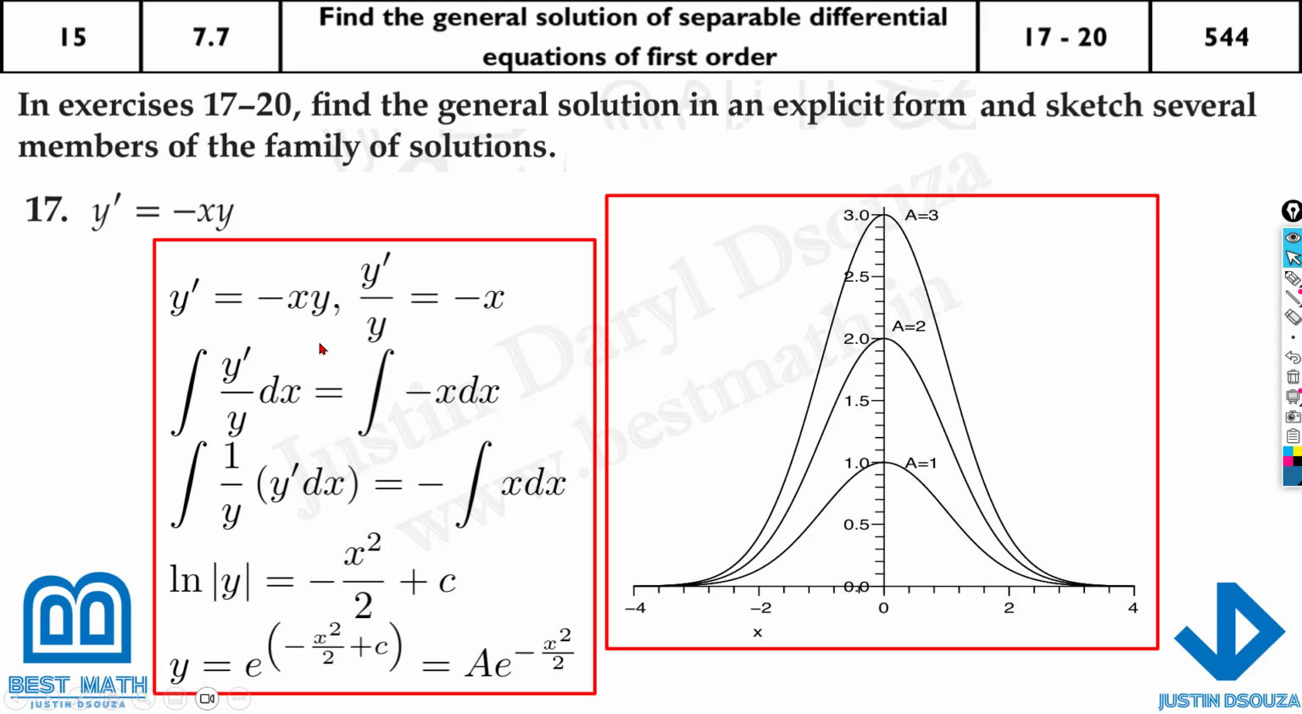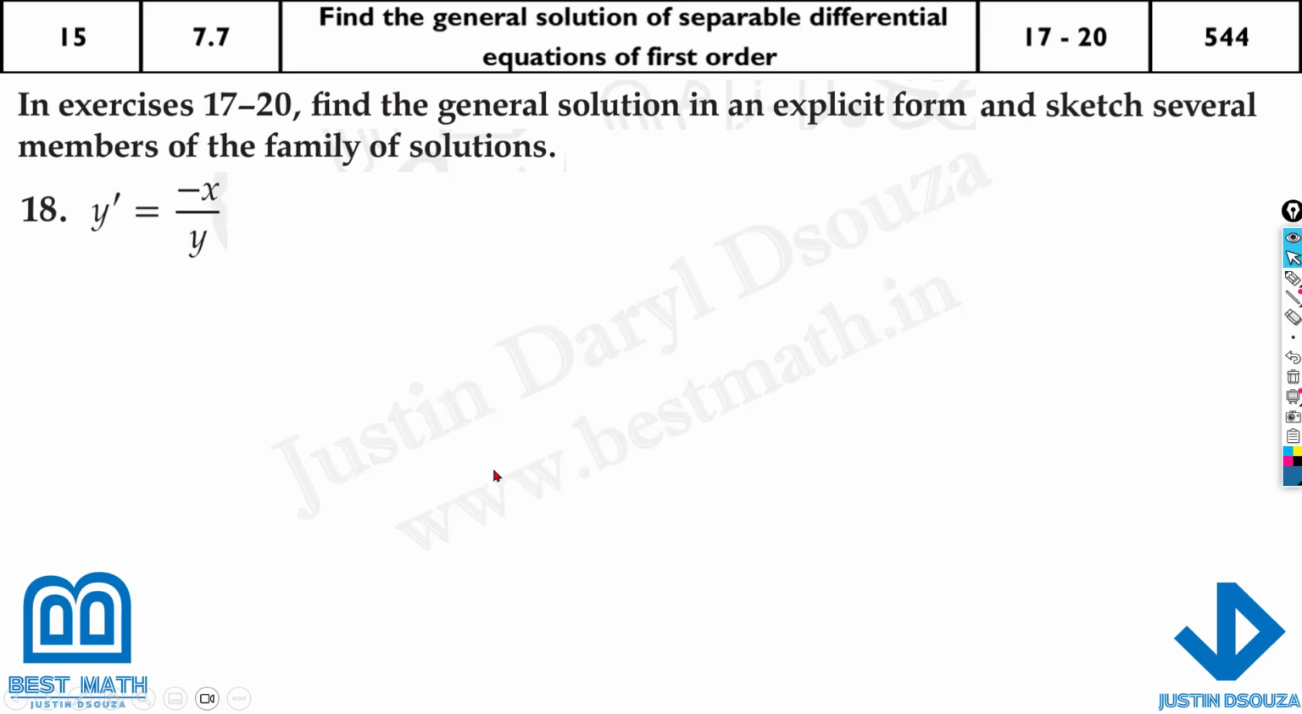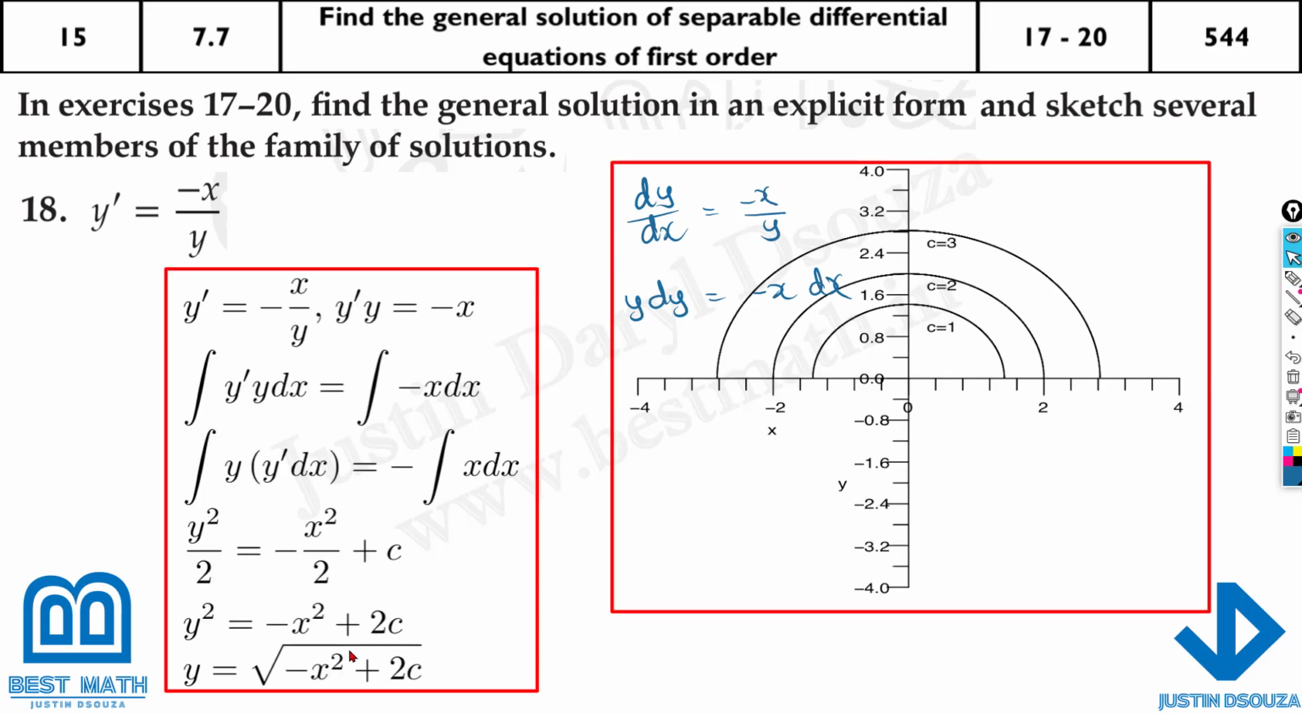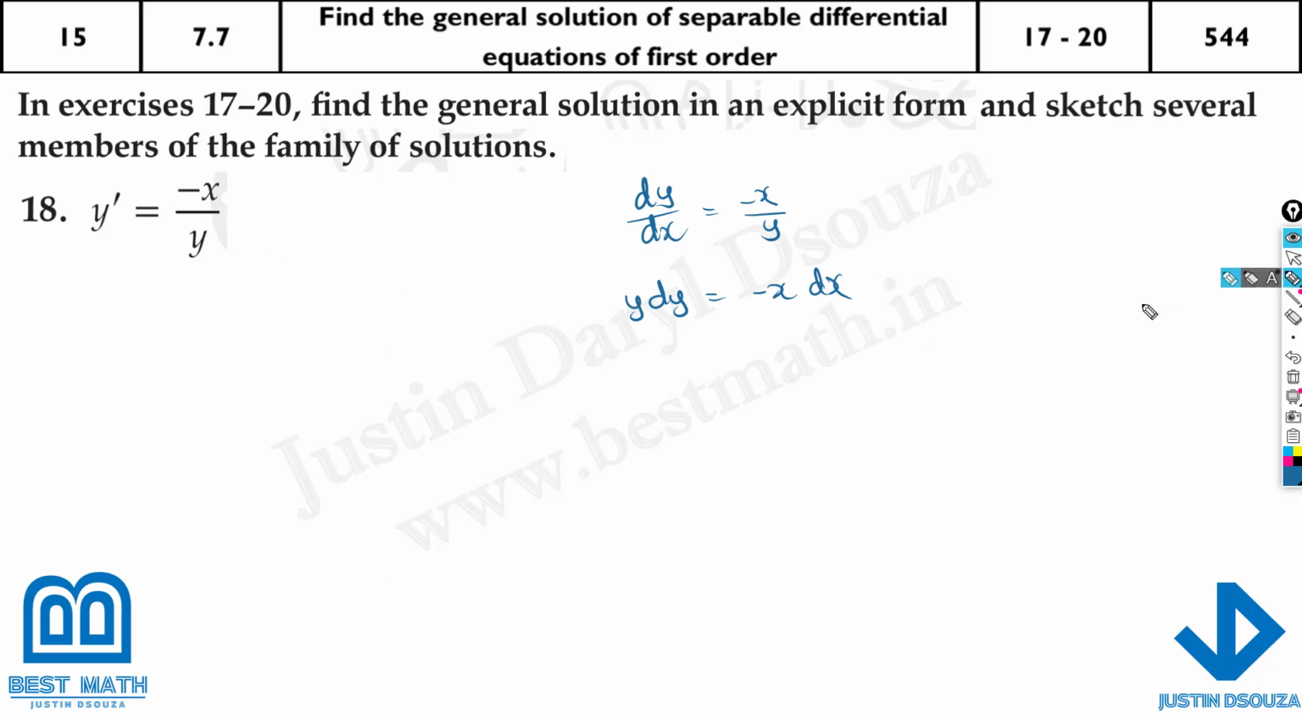The most important thing is solving this to get the equation. Let me solve this one as well. Here, I'll write y prime as dy by dx directly, and minus x by y. So let me take y to the other side: y dy is equal to minus x dx. We did this at the beginning. So we integrated over here. Sorry, you can just go back in the video and watch it up. Oh no, we did not do this. We did a similar problem like this. Anyways, I'll solve this one.